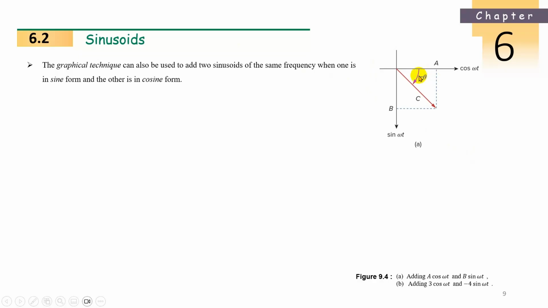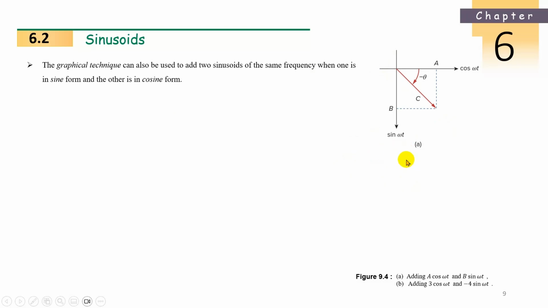Now what is the angle theta? What is the angle theta as per A and B? We have A and we have B. This one is B and this is A. So what will the angle theta be? From trigonometry, theta is equal to tan inverse of B by A.